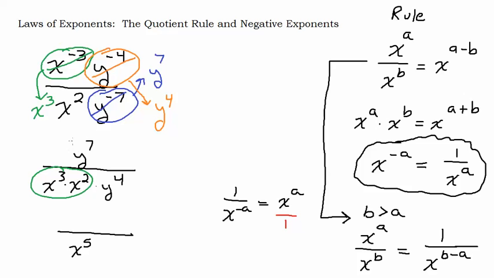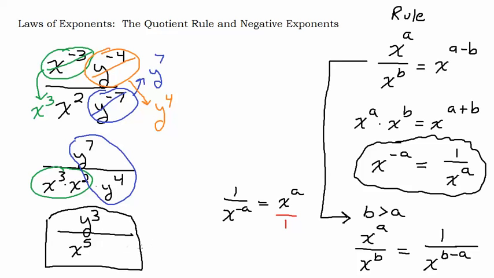Let's try that again. Y to the 7th divided by y to the 4th. That's my quotient rule, so I'm going to subtract those exponents. 7 take away 4 is 3, and the y's are in the numerator. That's the larger exponent. So I am going to write my answer in the numerator, and that is the simplified answer. Kind of crazy, huh?